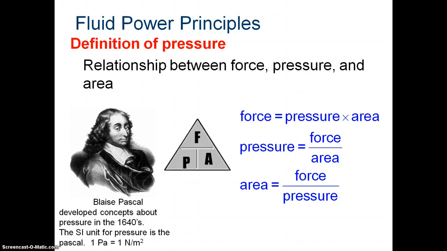Blaise Pascal invented the hydraulic press, and he also defined the relationship between force, pressure, and area. In this case, our units will be 1 Pascal equals 1 Newton per meter squared. The formula is force equals pressure times area. Just as a side note, the Earth's atmospheric pressure is 14.7 psi, which is equal to about 101,000 pascals.